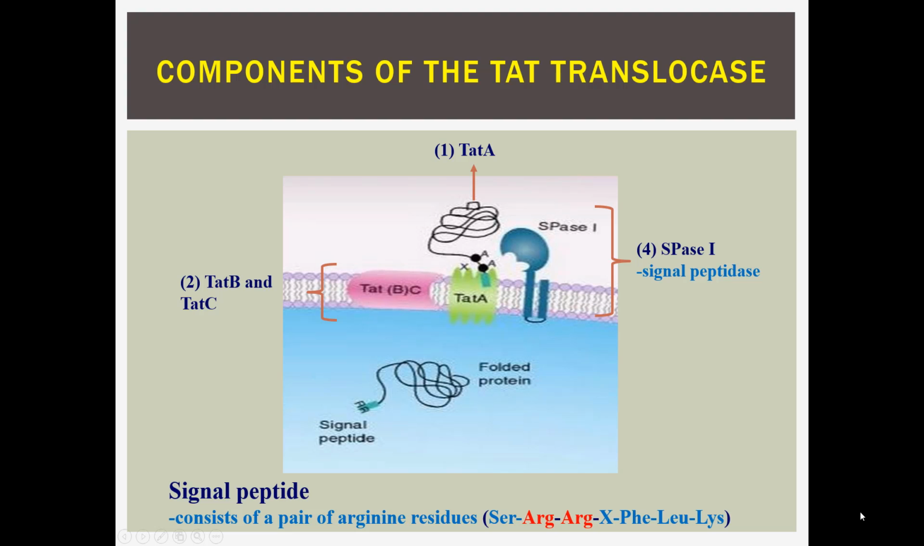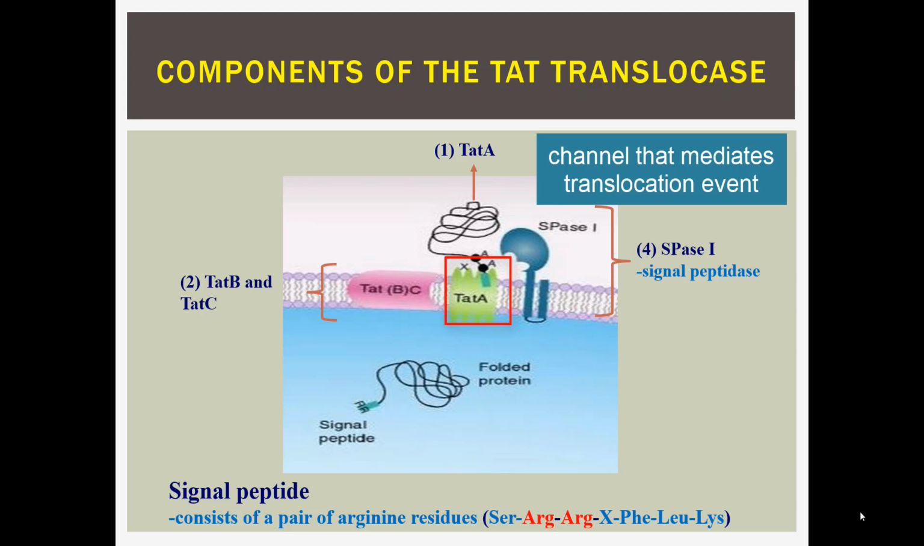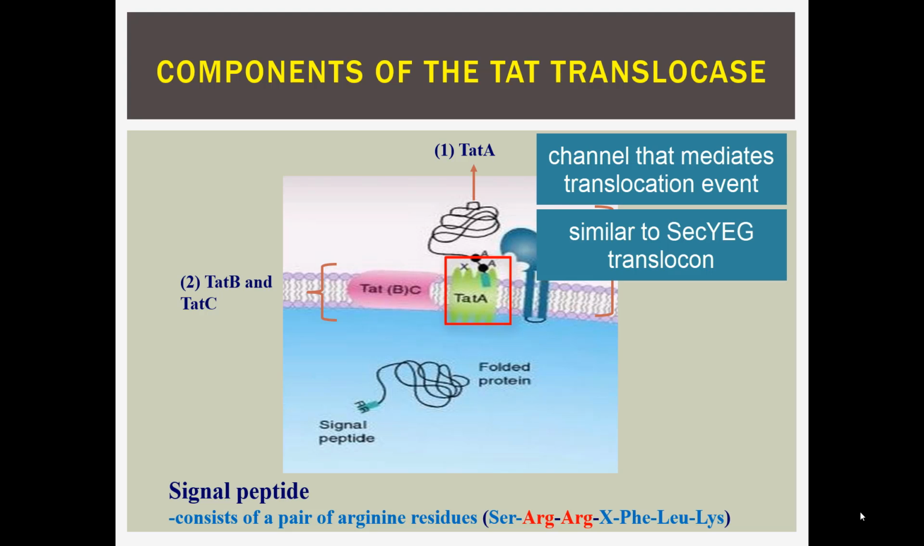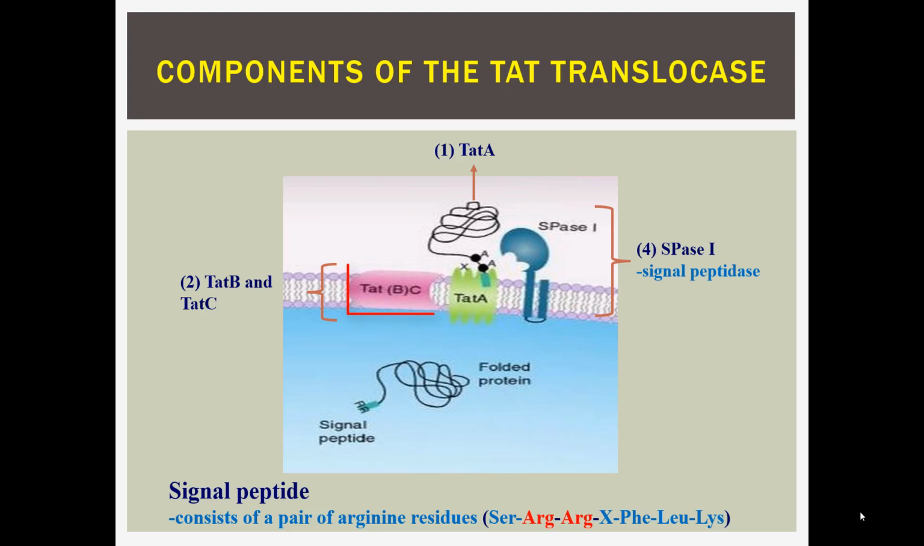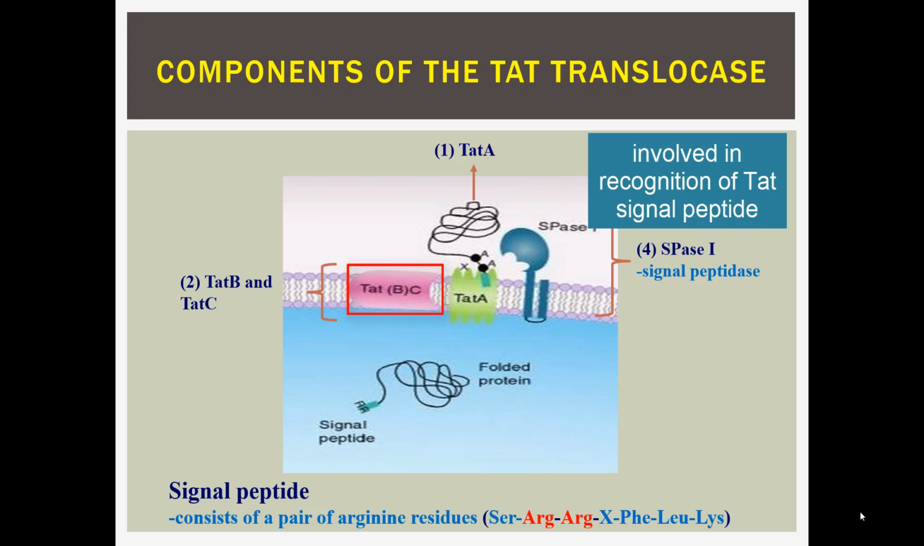The TAT translocase consists of three membrane-integrated subunits, TatA, TatB, and TatC, that together form a receptor and a protein-conducting machinery for the TAT substrates. TatA is a channel that mediates the actual translocation event. It is similar to SecYEG. TatB and TatC form a complex, and this complex is involved in recognition of the TAT signal peptide. The complex also carries the folded protein to TatA.